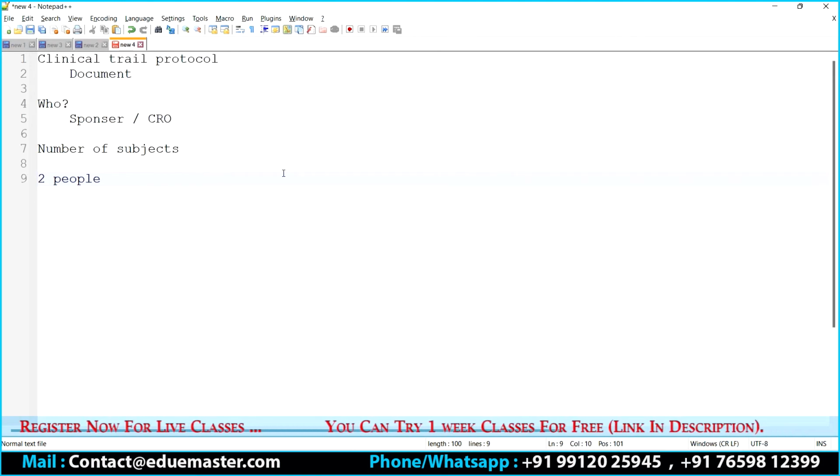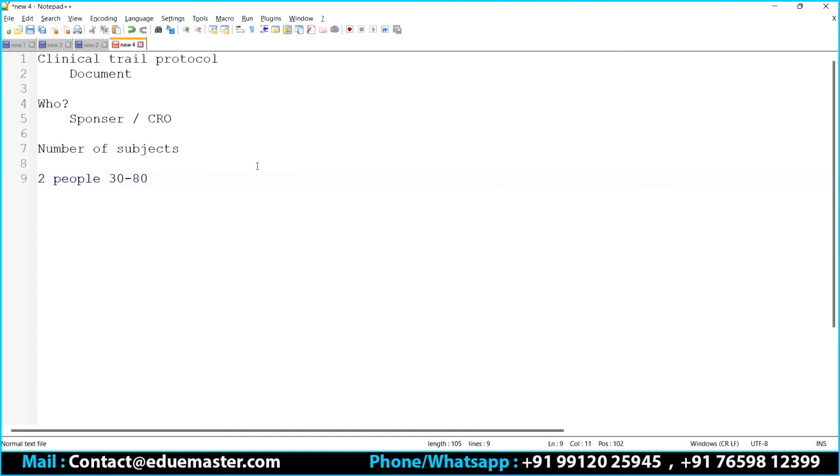Practically it is impossible with just 2 subjects. We already know the boundaries: minimum of 10, maximum of 80. Sorry, minimum of 30, maximum of 80. Those are the minimum numbers I'm expecting, right? The minimum population based on the previous values is going to be 30 to 80, but I don't have 30 to 80 people now. You have given me just 2 people and you ask me to carry out the analysis. I cannot do that.